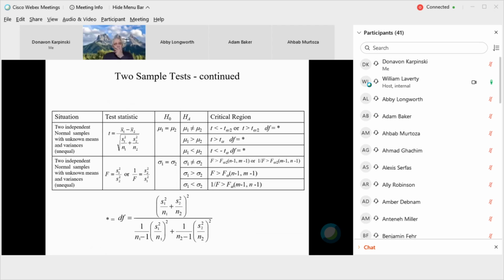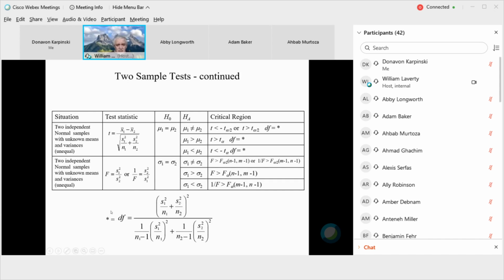Two sample tests continued. This is the t-test. This is when you have unknown means, unknown variances. The variances we don't assume are equal. Then, computing the standard deviation of x1 bar minus x2 bar, you use the sample variance in this. And it's been shown that this has approximately a t-distribution with this number of degrees of freedom. The degrees of freedom is calculated from this complicated formula.